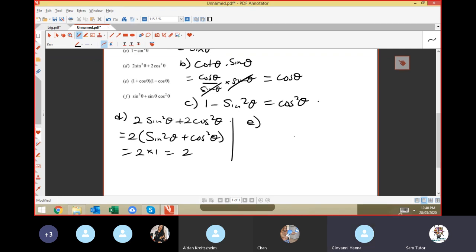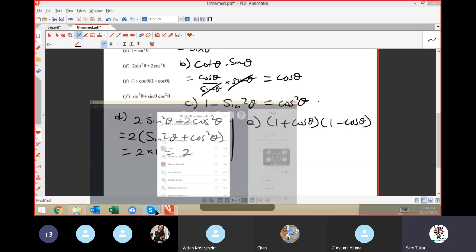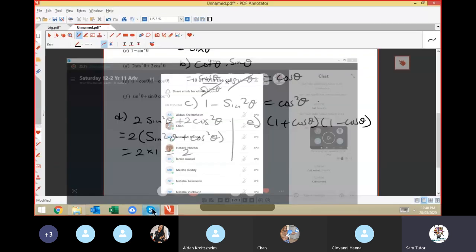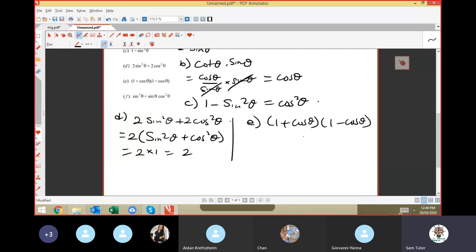We're going to do a lot of these with you guys. I know that. E. 1 plus cos theta, 1 minus cos theta. Effie, your turn. What do you think? It would be like 1 minus cos theta plus cos theta minus cos squared theta. Yeah, but just look at this one more time. You said it right, but just look at it one more time.